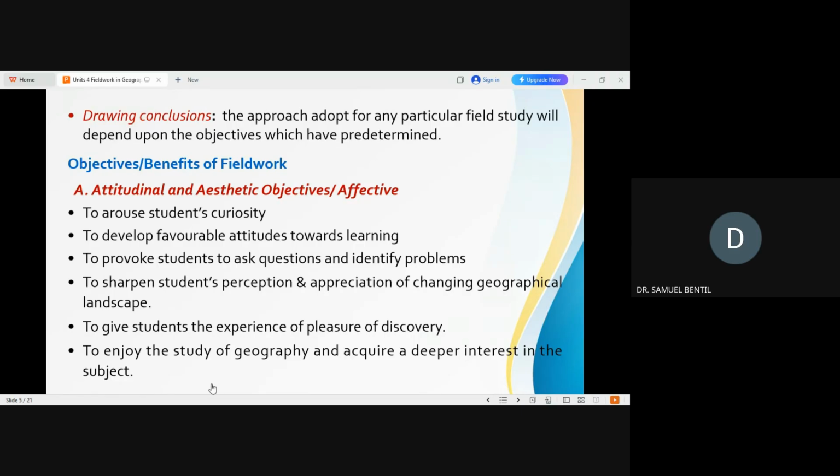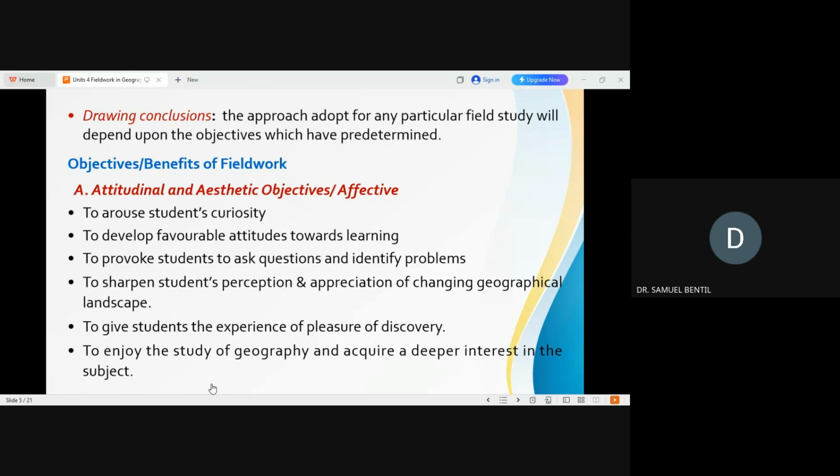It also sharpens student perception and appreciation of the changing geographical landscape. It also gives students the experience of the pleasure of discovery. Yes. And with discovery learning, when they get there for the first time, they may even end up finding interesting things that may not catch your attention, the teacher. And at times they may even ask certain questions which will intrigue you to look at other areas as well. All these things are the benefits that are obtained when you use fieldwork.